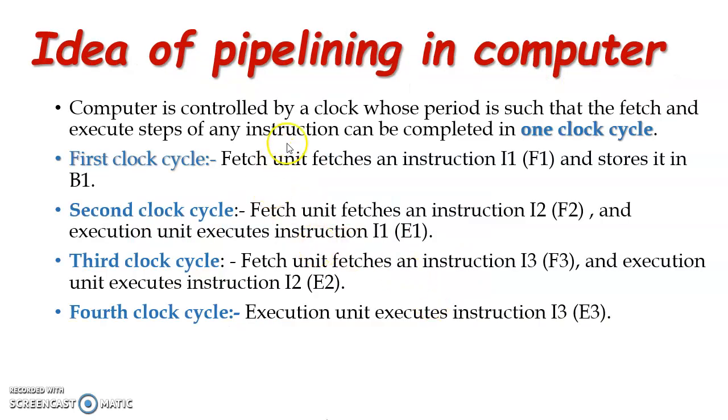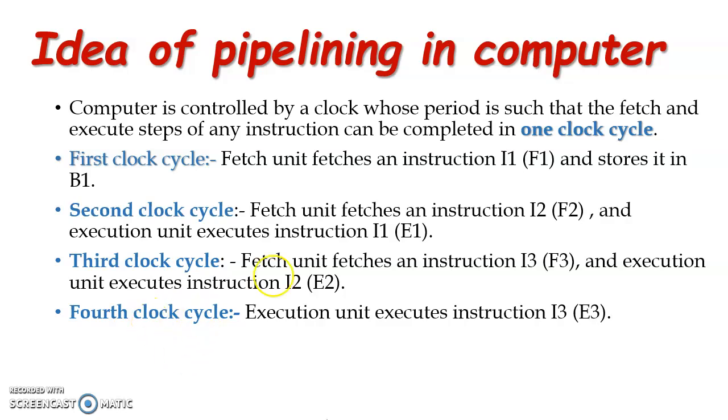We know that a computer is controlled by a clock. Here, the clock is designed in such a way that the fetch and execute step of an instruction can be completed in one clock cycle. Suppose there are 3 instructions to be executed in a two-stage pipeline system. Let us see what will happen with each clock cycle.